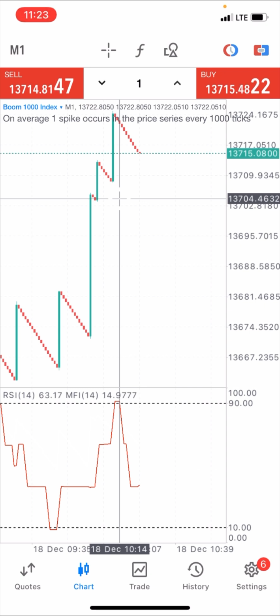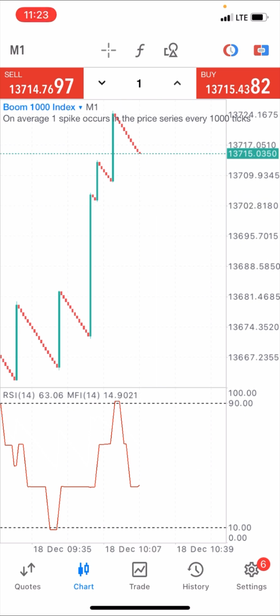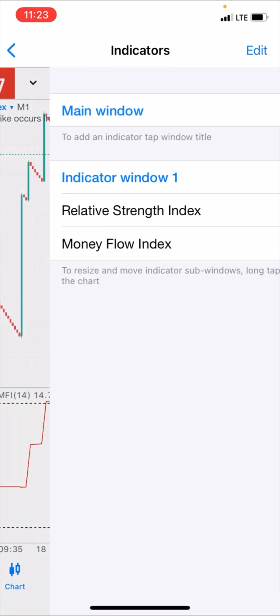But for this particular video, I want to show you how to use this same strategy to catch spikes. You can catch multiple spikes. You can catch as many spikes as possible, guys. So I'll quickly show you guys the setup first.